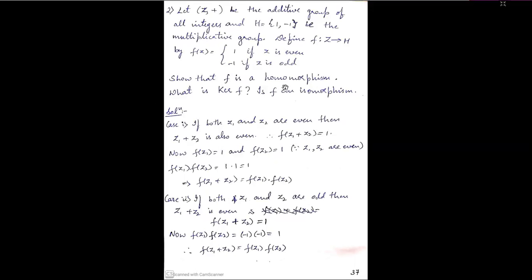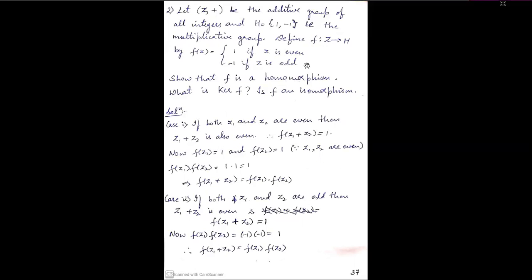To prove that f is a homomorphism, there are different cases here. You take any two numbers z1 and z2. We need to show that f of z1 plus z2 is equal to f of z1 into f of z2, because here in Z the operation is plus, whereas in H the operation is multiplication, that is dot. That's what we need to prove.